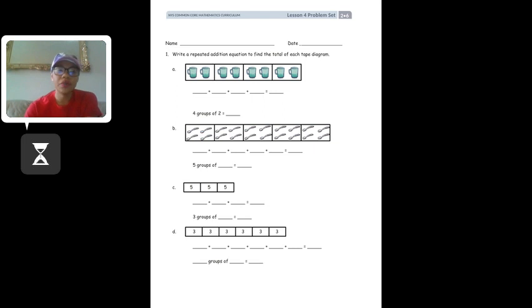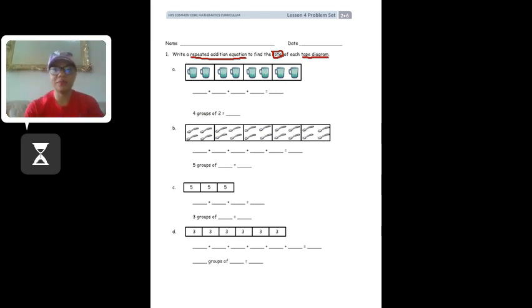All right. So our first question, number 1, says, write a repeated addition equation to find the total of each diagram. So we're going to be looking at the total. We're going to be adding them all up, and then we're going to also be making a tape diagram. So we're also going to be counting our groups on a tape diagram. So if you look just below, it looks like we're going to be working with some cups today. But instead of having those equal size circle groups, this time we're working with a tape diagram. And inside the tape diagram, the groups are sectioned off.